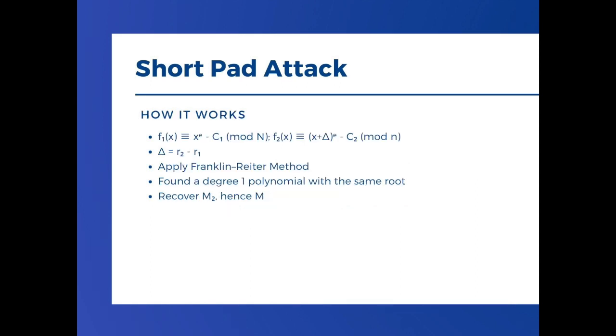Let's say f1(x) is equivalent to x to the e minus c1 mod n, and f2(x) is equivalent to (x plus delta) to the power of e minus c2 mod n. Delta is simply r2 minus r1, and x to the e is just c1. By applying the techniques mentioned in Franklin-Reiter attack, Eve can find a degree 1 monic polynomial to recover M2, which can be transformed to M easily.